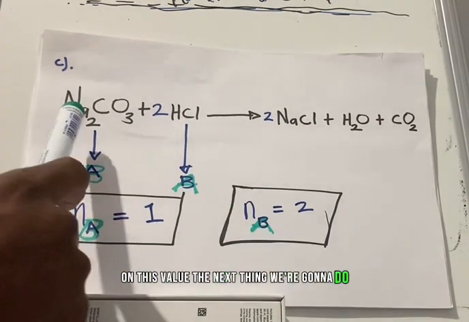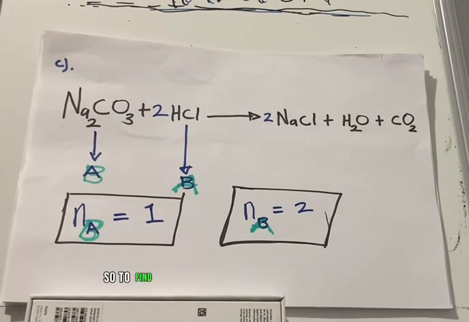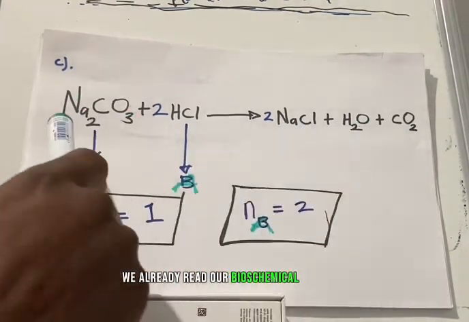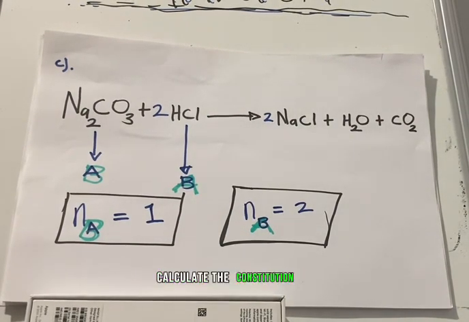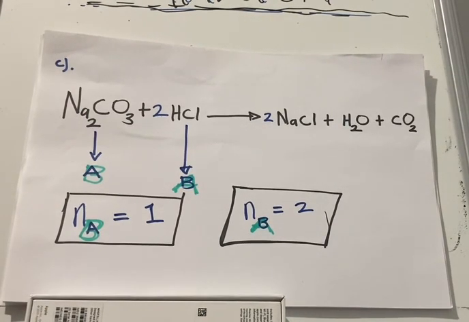The next thing we're going to do: in this case they just asked us to write our balanced chemical equation. So we already wrote our balanced chemical equation. The next thing we're going to do is to calculate the concentration of sodium carbonate in mole per dm³. In calculating the concentration of sodium carbonate, we're going to use the molarity formula.